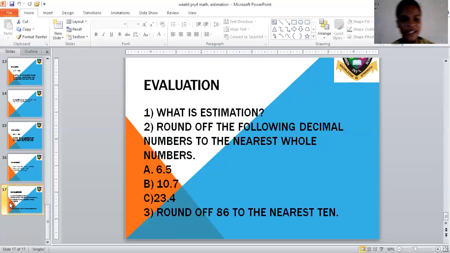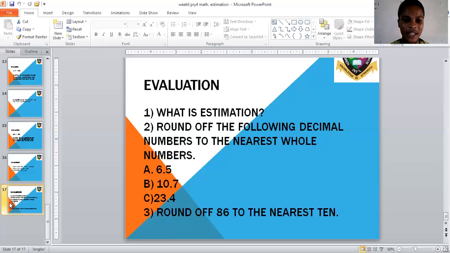This third one says 23.4. Now, is 4 greater than 5 or less than 5? That you can answer yourself. Having done that, you know what to do next. You change the 4, which is not up to 5, to 0, and do what? If 4 is not up to 5, then what do you do after changing to 0? That is left to you.